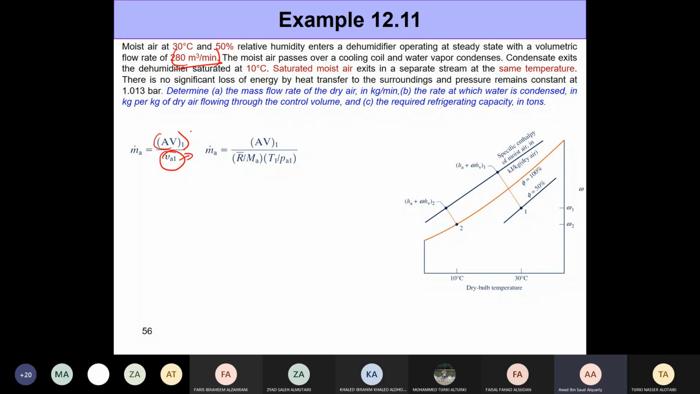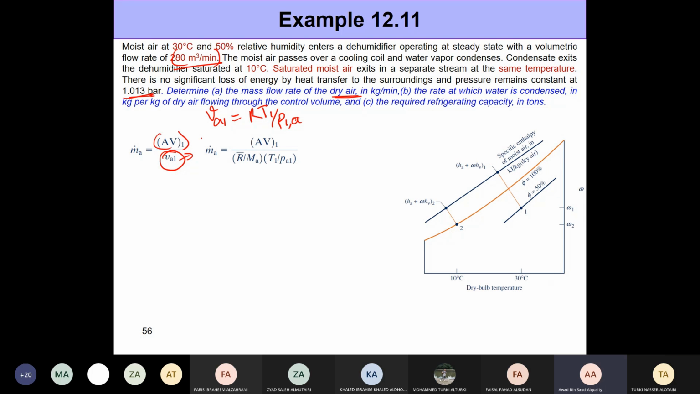Now we need to divide this by the specific volume for air. Specific volume is simply R T1 by P1. But here we can't use the pressure for the entire mixture. We need to use the pressure for the air component, the pressure for dry air, because we're trying to determine the mass flow rate of dry air. So it's RT1 by P1 air. We are not looking at the overall pressure.